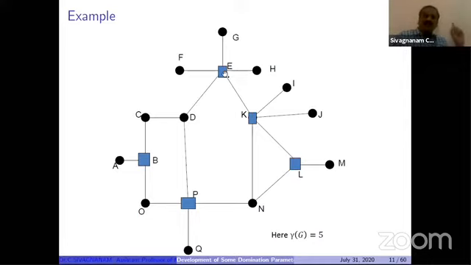Here you have to see that B and P are non-adjacent, and non-adjacent to any other vertices. But look at E, K, L. K is adjacent with L, and E is adjacent with K. So this is not an independent set. So this set containing blue color vertices is not an independent set. So we have to find another set.